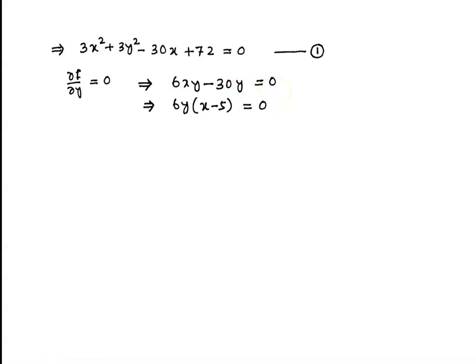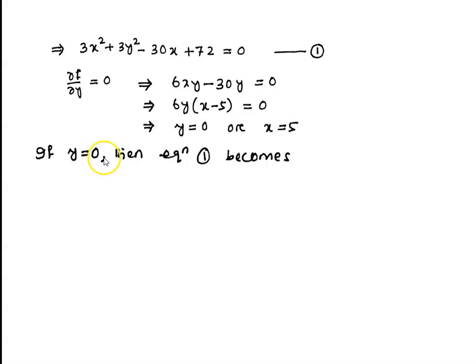From here, taking 6y common, we have 6y into (x minus 5) is equal to 0. This is equal to 0 if either y is equal to 0 or x is equal to 5. So now we have two cases: either y is equal to 0 or x is equal to 5. Then only 6y into (x minus 5) will become 0.